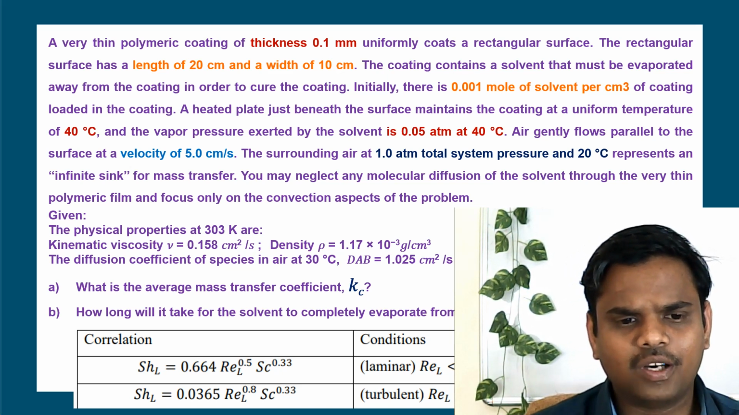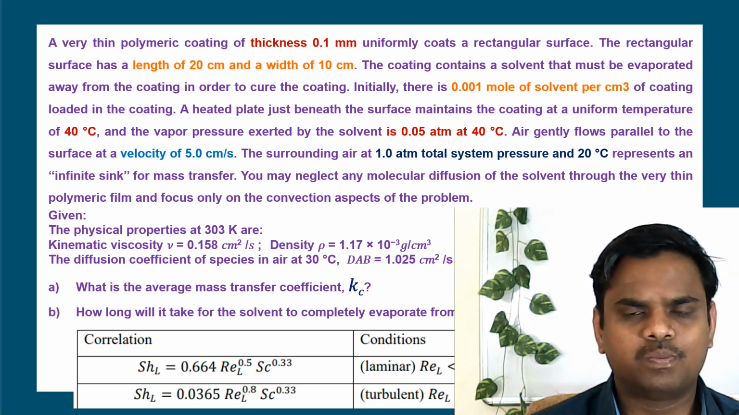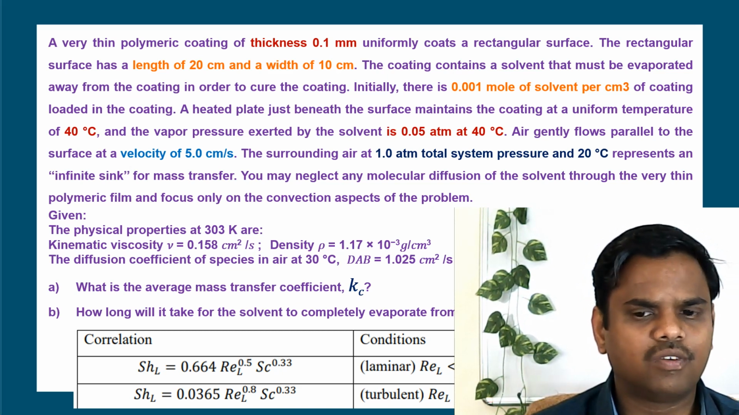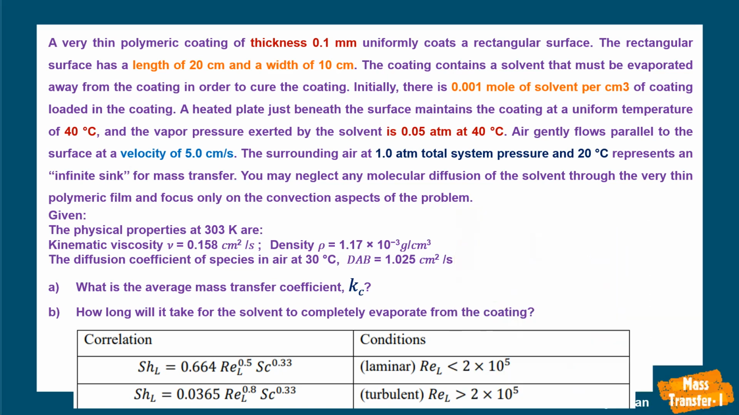You may neglect any molecular diffusion of the solvent through the very thin polymeric film and focus only on the convection aspects of the problem. Physical properties at 303 Kelvin are: kinematic viscosity is given in centimeter square per second, density is given in gram per cc, and the diffusion coefficient of the species in air at 30 degrees Celsius is DAB equal to 1.025 centimeter square per second.